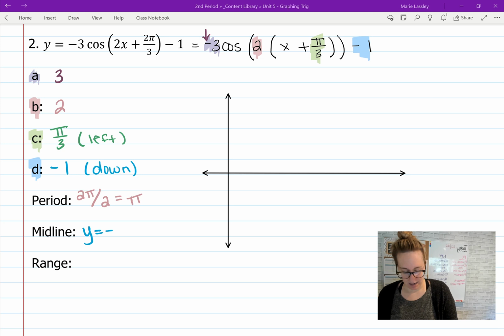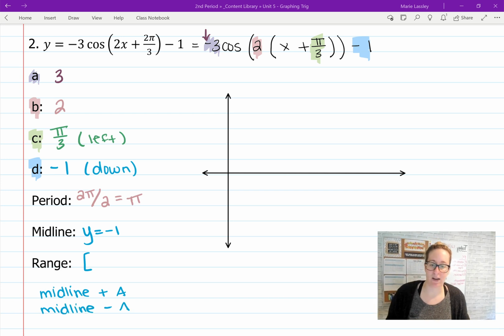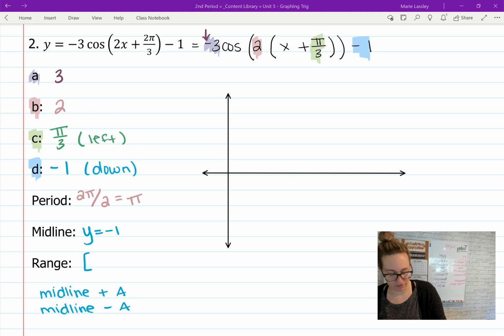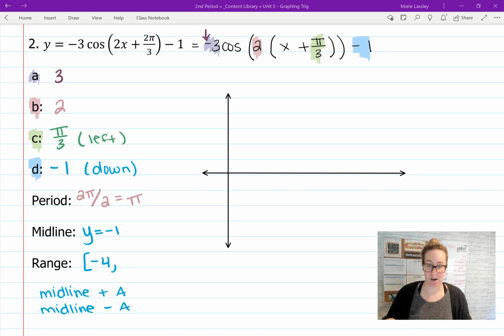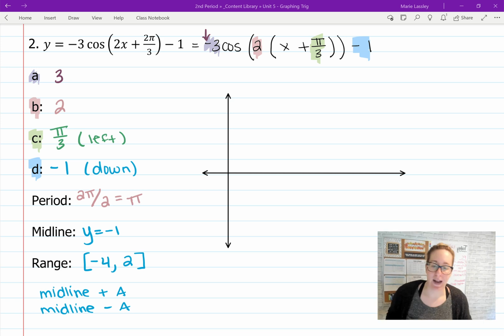And then our range. Remember that's our midline, so it's the midline plus the amplitude, and then the midline minus the amplitude, right? That's how we get our range. So for our smallest value, we take -1 and we subtract 3. So -1 minus 3 is -4. And then our max, we take our midline and we add 3. So -1 plus 3 is 2. All right, so that's our range.